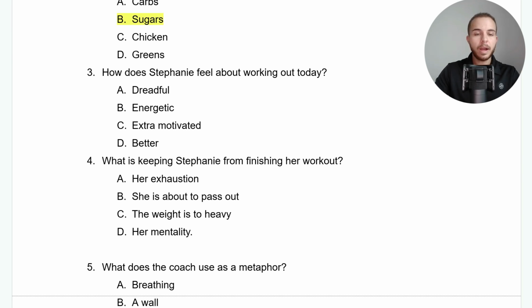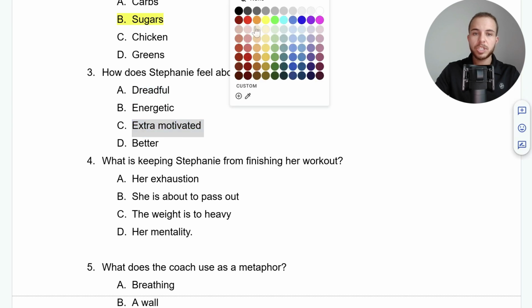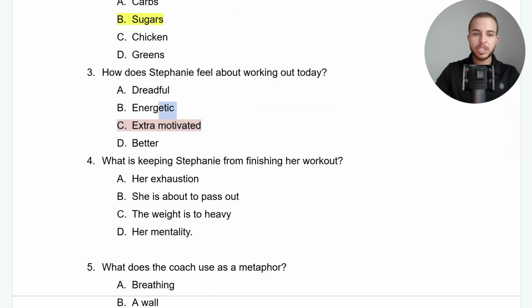Now, I heard this word very clearly, so I can easily answer this. She said, I am dreading the exercise today, but let's cross out the other answers. She definitely wasn't motivated, and she wasn't energetic. She explicitly said, I don't want to do this.